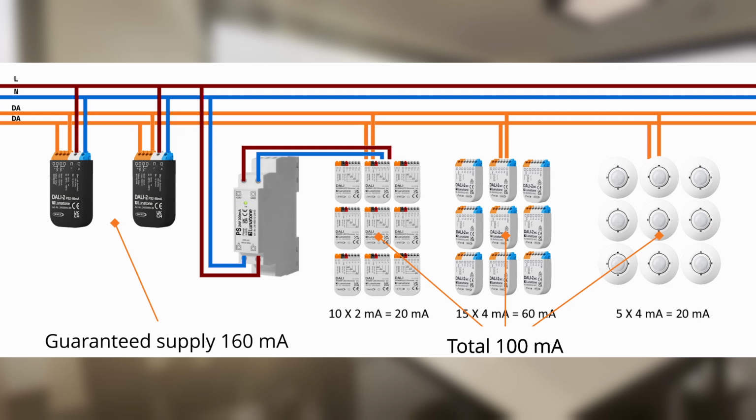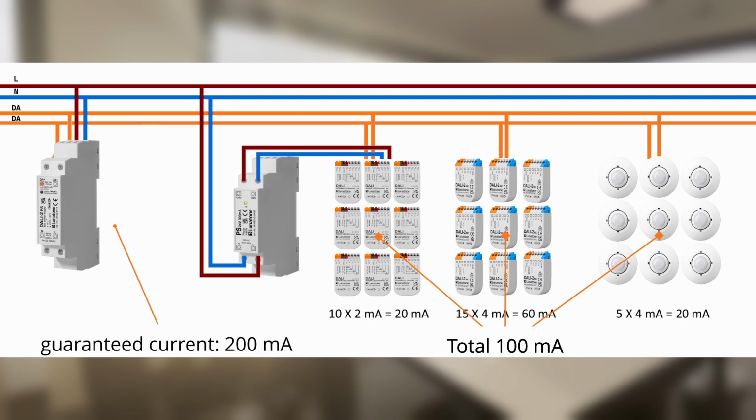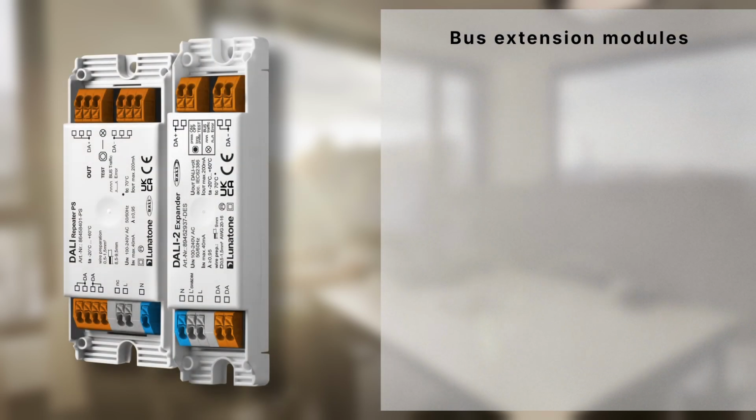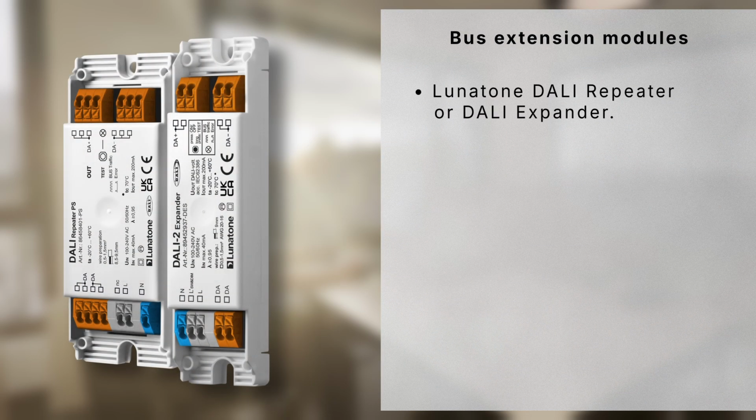Note, DALI-2 power supplies are able to work in parallel. The maximum current must not exceed 250 milliamps. And to ensure reliable operation, the total consumption of the system must not exceed 70% of the guaranteed current. Or replace an existing unit with a higher output DALI power supply. If the total current draw of all devices exceeds 250 milliamps, or using a larger or additional supply is prevented, a possible solution is to add a bus extension module, such as the Lunatone DALI repeater or DALI expander.